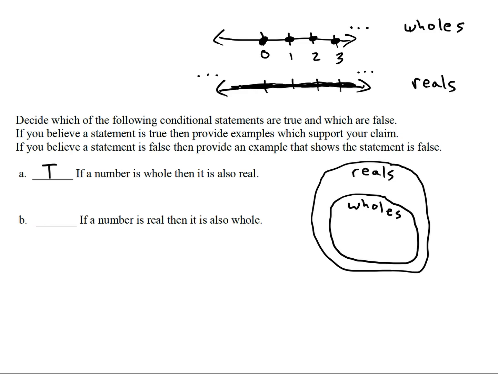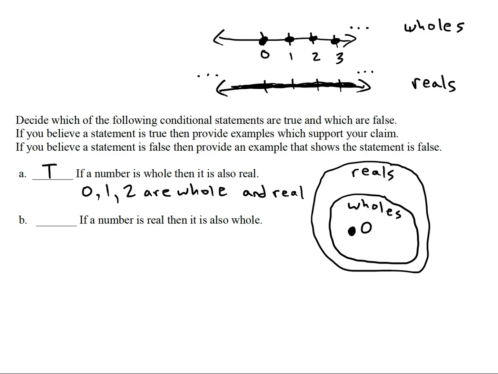The idea being, if a number is whole, such as 0, then it is also real. Why? Because the whole bubble is inside the real bubble. So if you're in the whole bubble, you can't ever escape the real bubble. So examples which support our claim are 0, 1, 2, and so on. They are whole, so they meet that initial condition of the conditional, right? And they are also real. We couldn't find any wholes that weren't real.